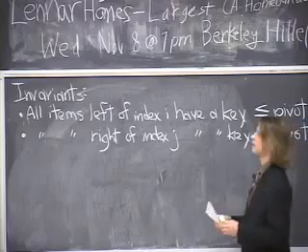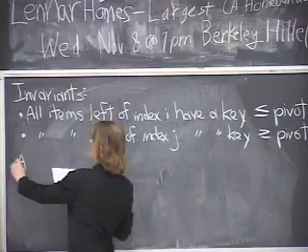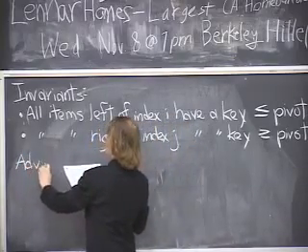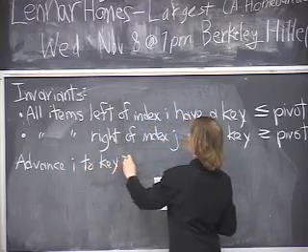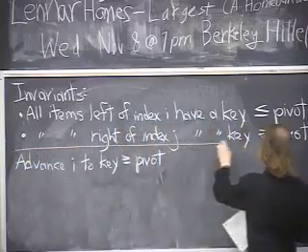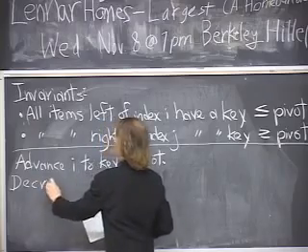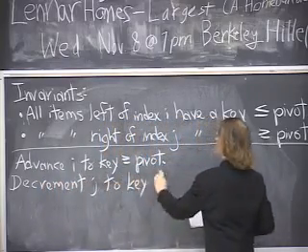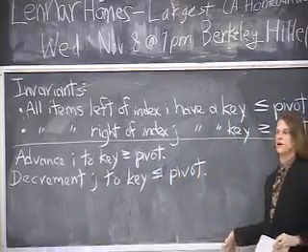And then from that point, we're going to do the following steps. We advance i until we reach a key that's greater than or equal to the pivot. And we're going to decrement j to a key that's less than or equal to the pivot.